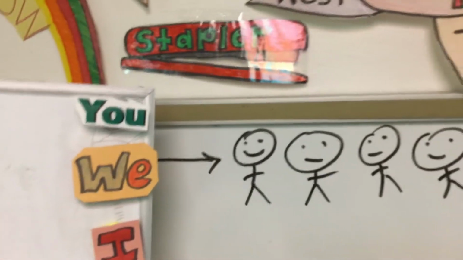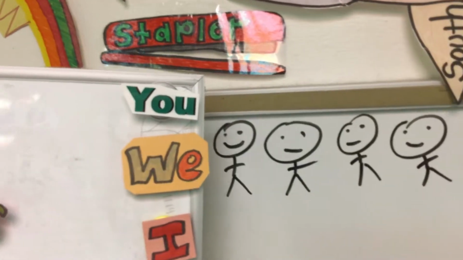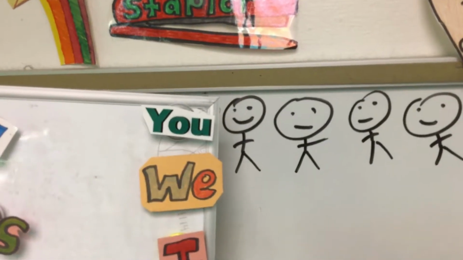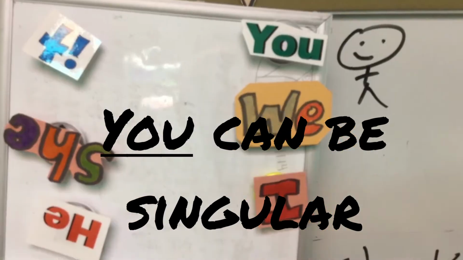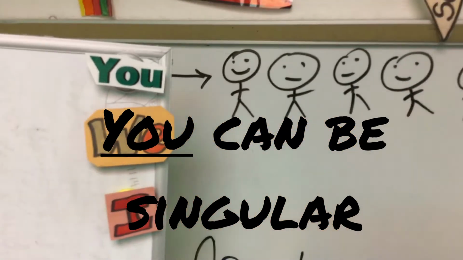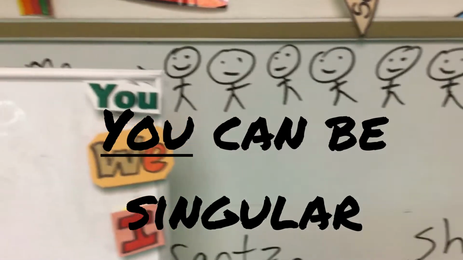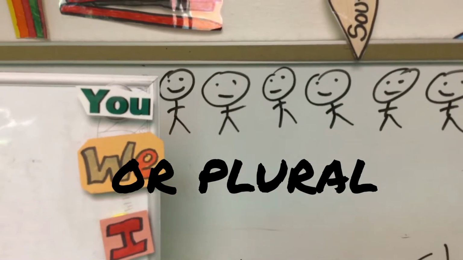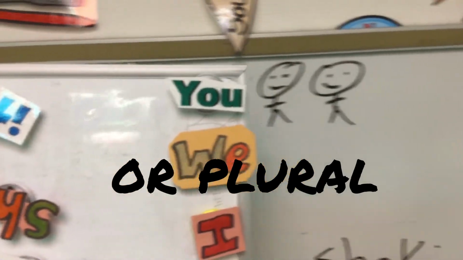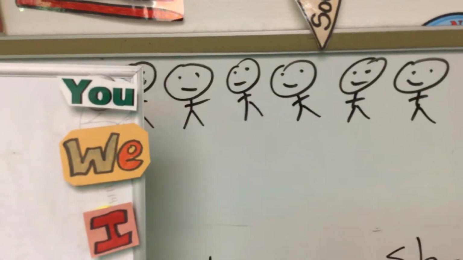Everyone in a group with yourself included, you are part of the group, you say we. I'm in this group, we. But you, if you talk to a group of people, you can say you about a group of people or singular. You can be a group and you can be one person. It's a very special rule that way. You can be singular or plural, special rule.